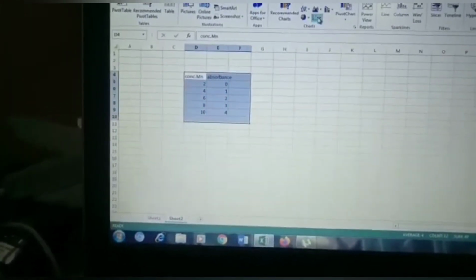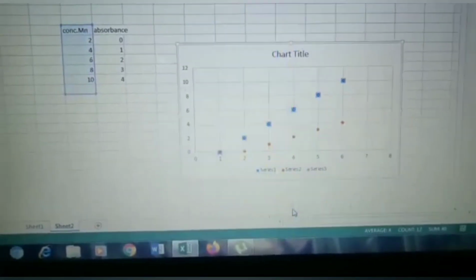Bismillahirrahmanirrahim. First of all, we have values, that is concentration of manganese in ppm and absorbance. Then we select the scatter graph. After the scatter graph is selected, we add a trend line, and when the trend line is added, we show the equation on the chart. After this, we can give the title of the chart, that is standard curve.